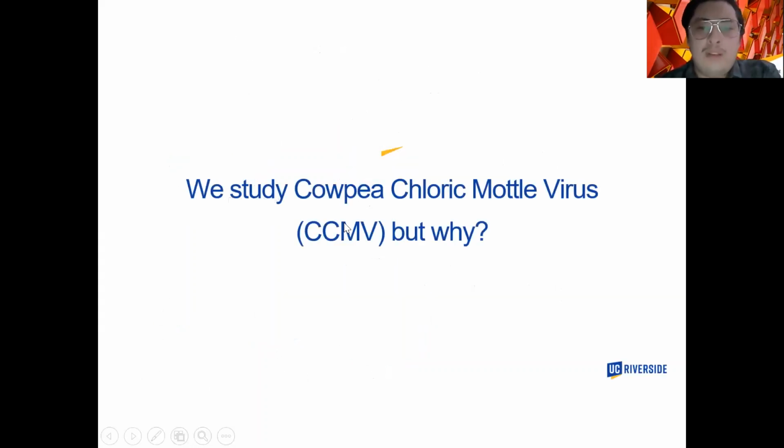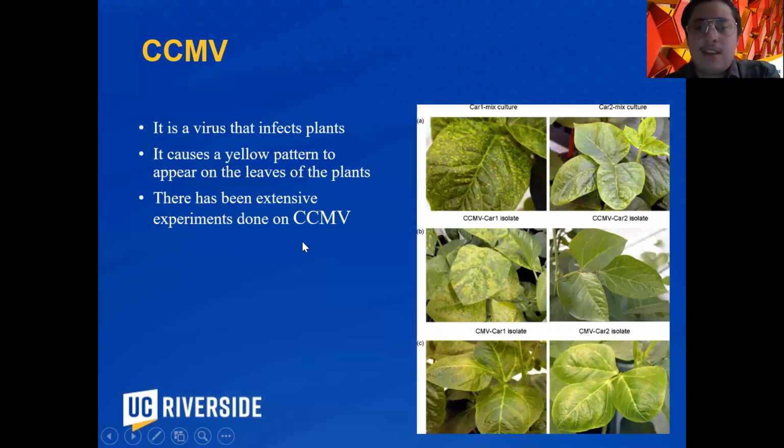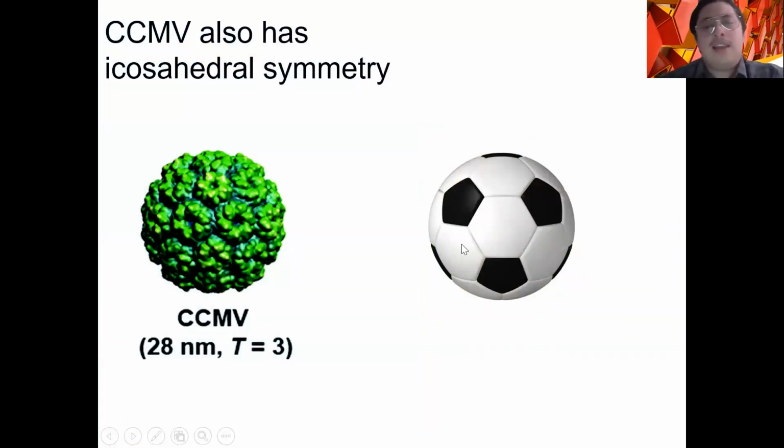We study cowpea chlorotic mottle virus, CCMV, but the question is, why do we study it? Well, CCMV is a virus that infects plants, and it causes yellow patterns to appear on the leaves of these plants. And the reason why we study it is simply because there's an extensive amount of data on CCMV, because there have been a plethora of experiments done on it. And it also has the symmetry of a soccer ball, right? As I explained, the symmetry of the capsids, it has the pentamers and the hexamers. And then over here, you have a picture of the CCMV capsid.